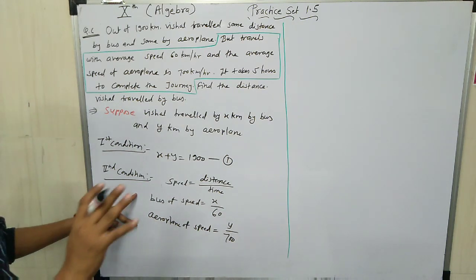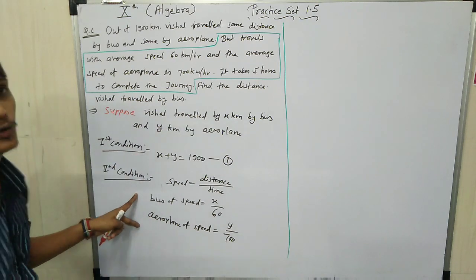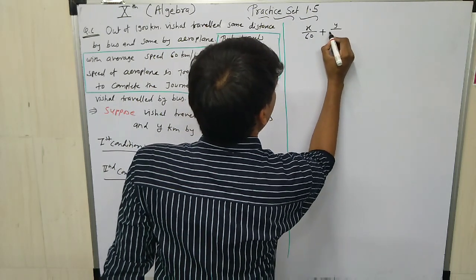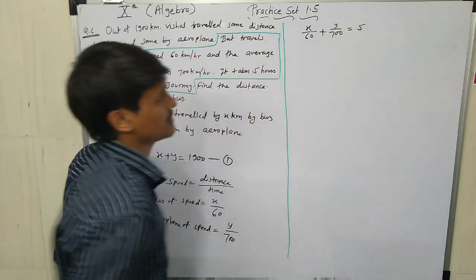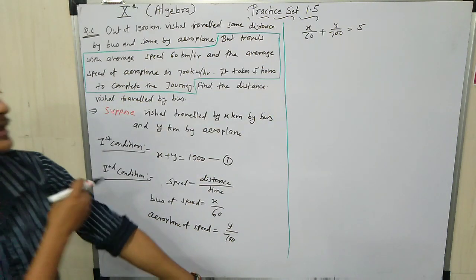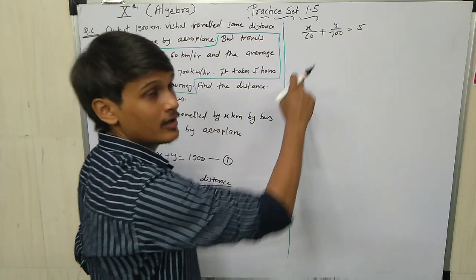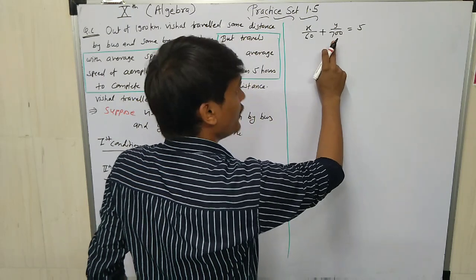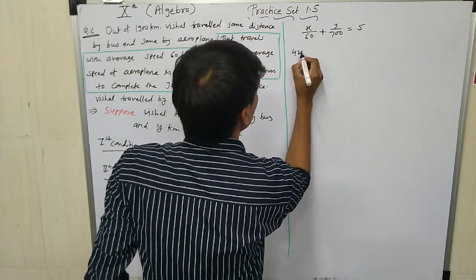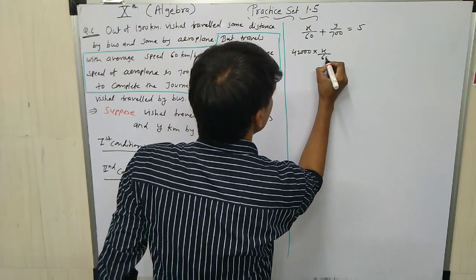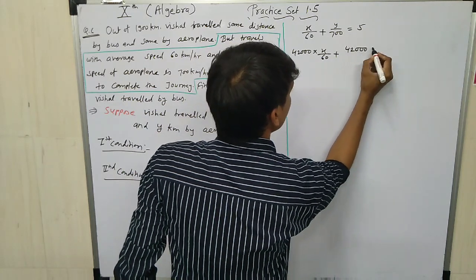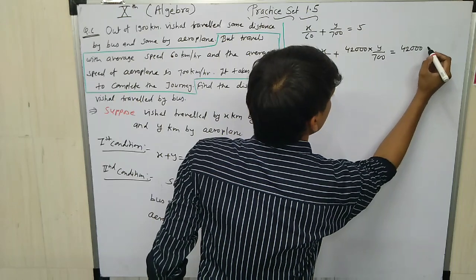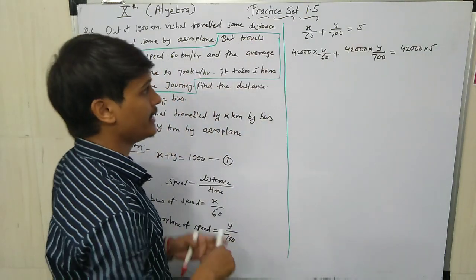Now it takes 5 hours to complete the journey. Both of them take 5 hours to complete the journey. We add x upon 60 plus y upon 700 is equal to 5 hours. Got it? There are denominators, so what will we do, we will multiply. 6 into 7 is 42 and there is 30, then 42,000 into x upon 60 plus 42,000 into y upon 700 is equal to 42,000 into 5. Got it?